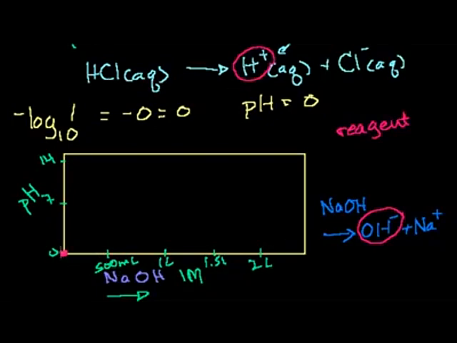So my hydrogen concentration is going to go down. The pH is the negative log of that, so your pH will go up. Slowly. Well, it'll look slow because it's a log chart, so maybe it's doing something like this. Your pH is going to look something like this as you add more and more.